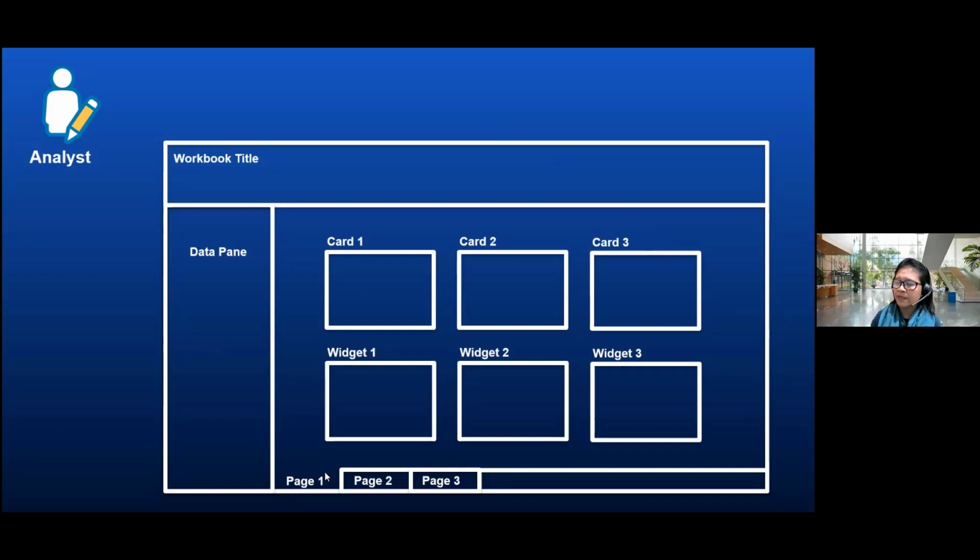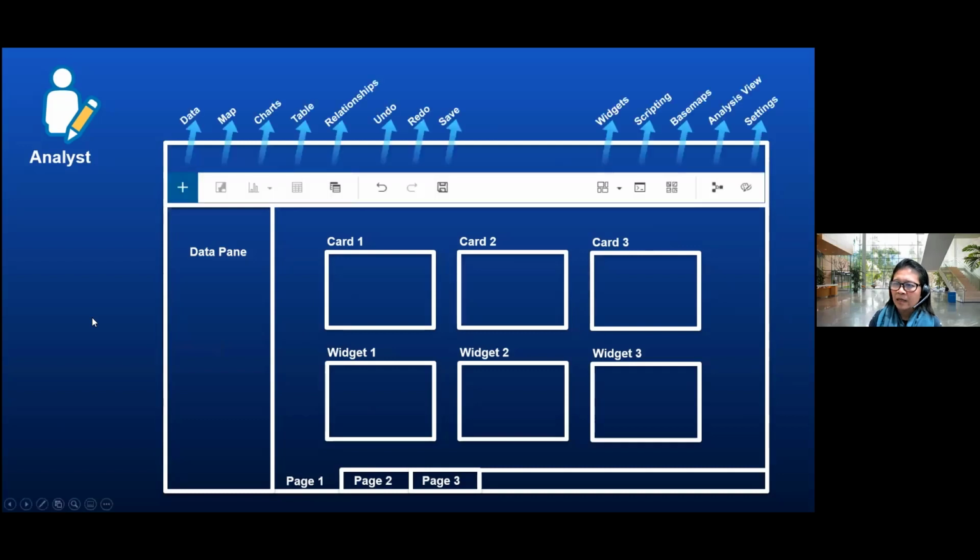Maybe you have a project that starts with page 1, then you go and create another page for a different type of analysis, and so on. On top of that, we have the user interface for you to work with. You can click the plus sign to add the data. You can also add the map using this UI, chart, table. You can build relationships by using this button. You can always undo, redo, save often.